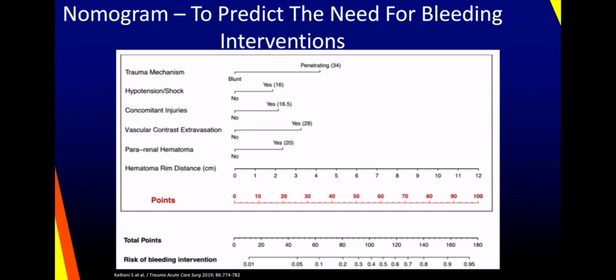Let's briefly talk about some new developments. A nomogram was recently published to predict the need for bleeding interventions. There are multiple factors that the clinician looks at. They'll look at trauma mechanism and hypotension, but the radiologists can help them with the concomitant injuries, vascular contrast extravasation, pararenal hematoma, and hematoma rim distance.